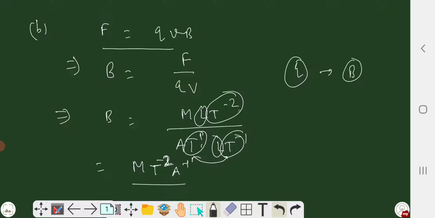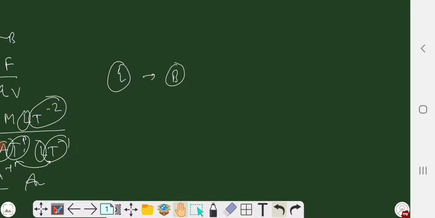Because M, T to the power minus 2, and A are remaining. So M T^-2 A^-1 will be the answer for magnetic field B. Okay. Now the C part: it is saying that you have to find the dimensions or dimensional formula of magnetic permeability.